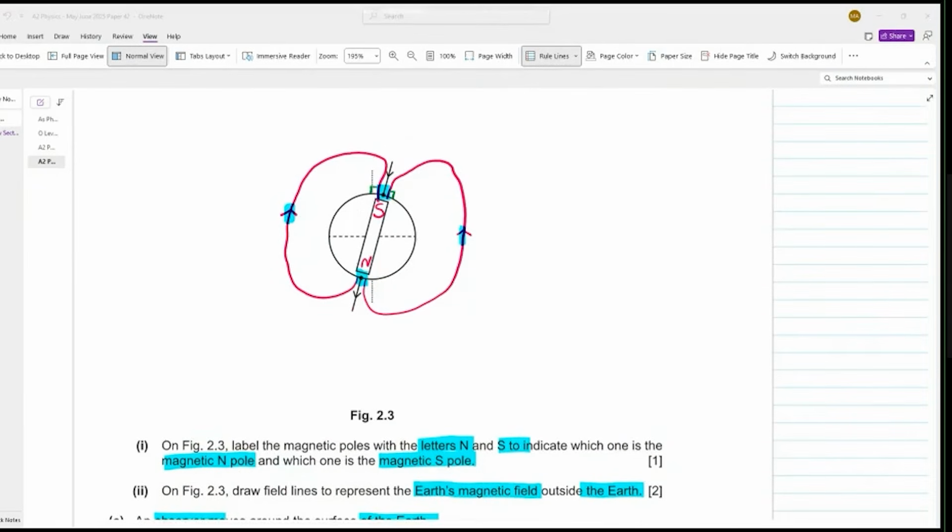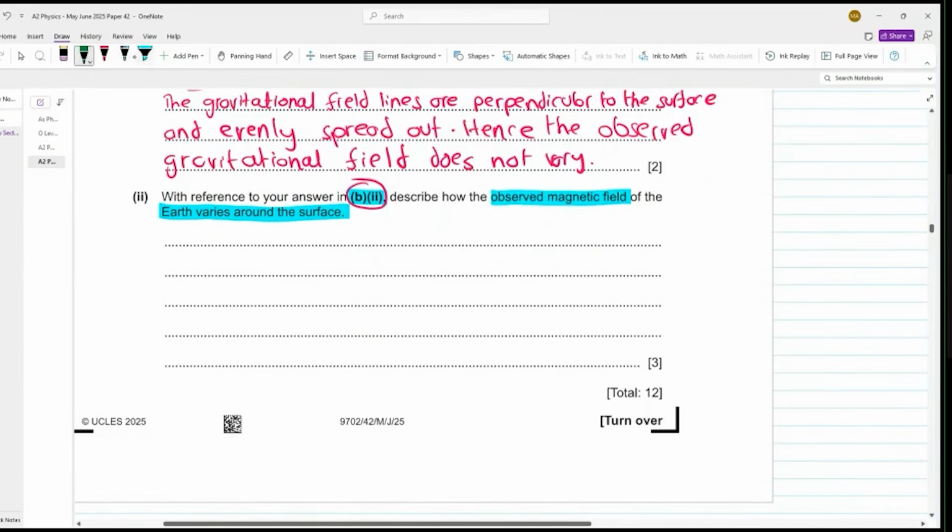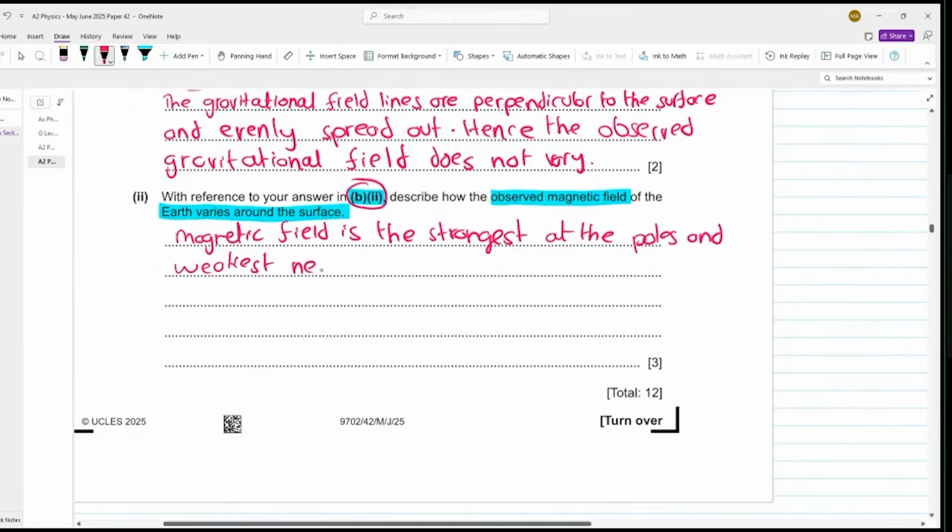You can say, आप यहाँ पे कह सकते हो बेटा that magnetic field is the strongest at the poles and weakest near the equator.